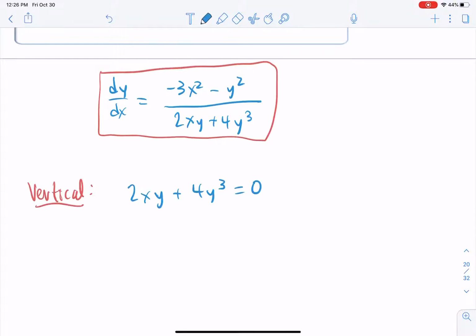Okay, now what? We got to try to solve this equation, but oh my gosh, there's x's and y's in it, and this y is raised to the third power.